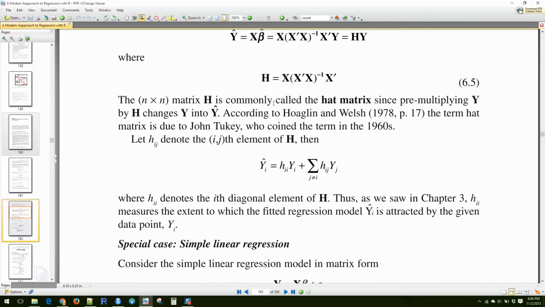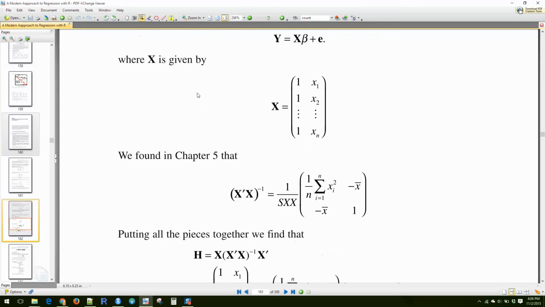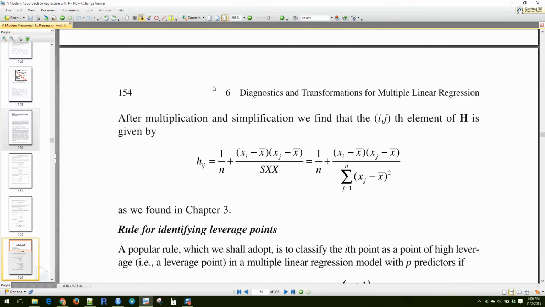So anyway, you've got your hat matrix, same thing as before. They give you this special case, but you don't have to read it because it just tells you exactly what we already knew.